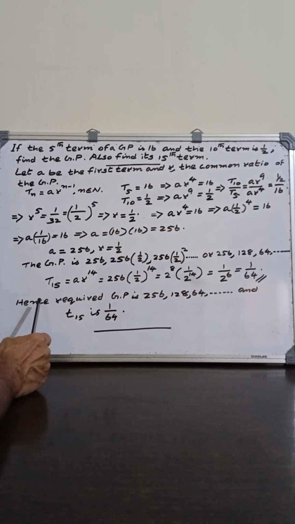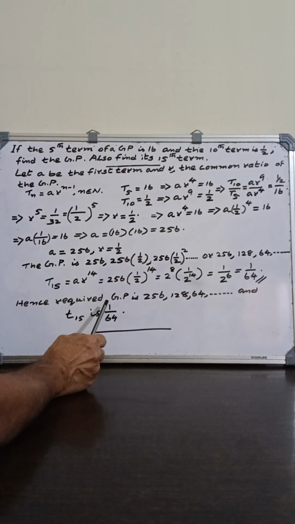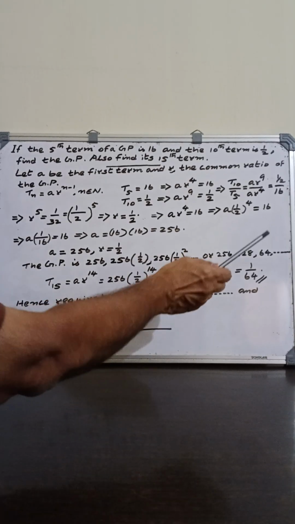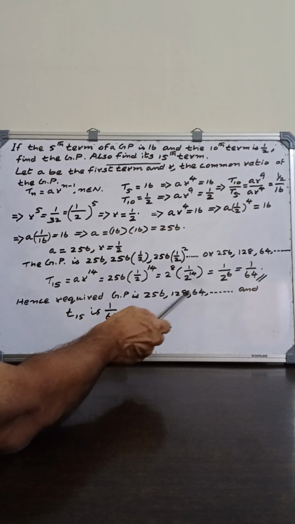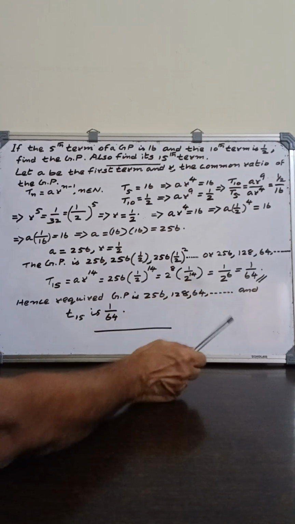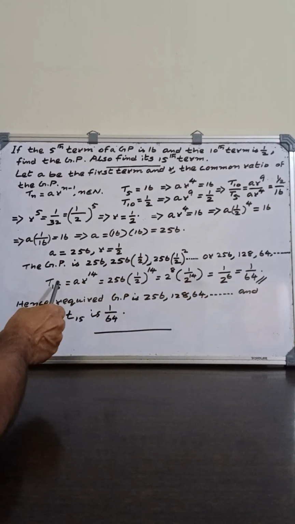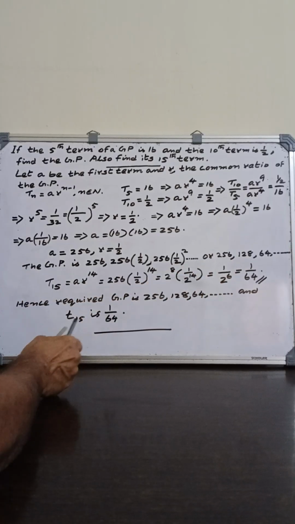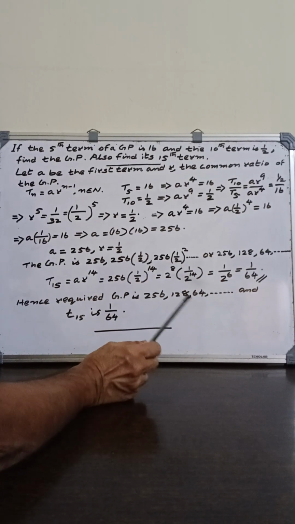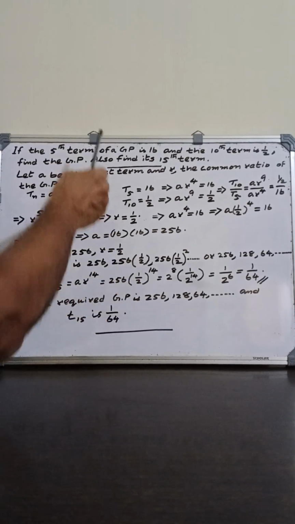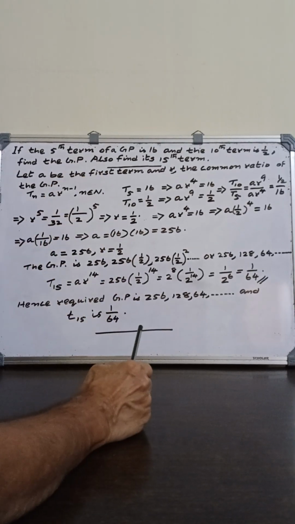Hence, the required GP is 256, 128, 64, etc. And T15 is 1 by 64. Hence, we can conclude this question here.